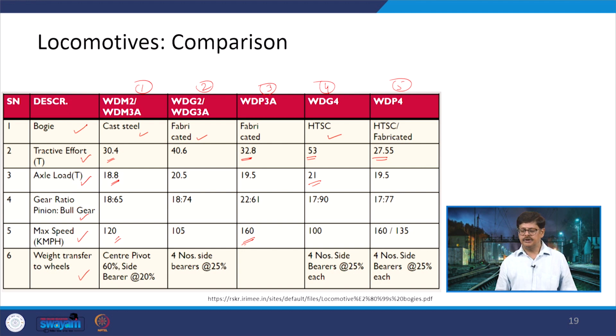If we talk about WDP4, there are two sets, 160 and 135 kilometers per hour. For weight transfer to wheels, the first case is the same one we discussed in the previous slide. In the second one, there are 4 side bearers at 25% each. So 25 into 4 means 100. In the case of WDG4, again there are 4 side bearers, and for WDP4 also the same is provided. So, 25% of the load is coming on each of the side bearers where the load is going to be transferred.